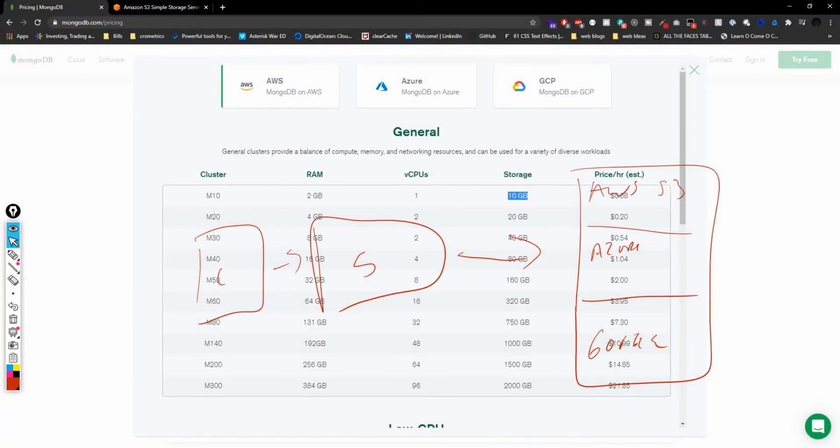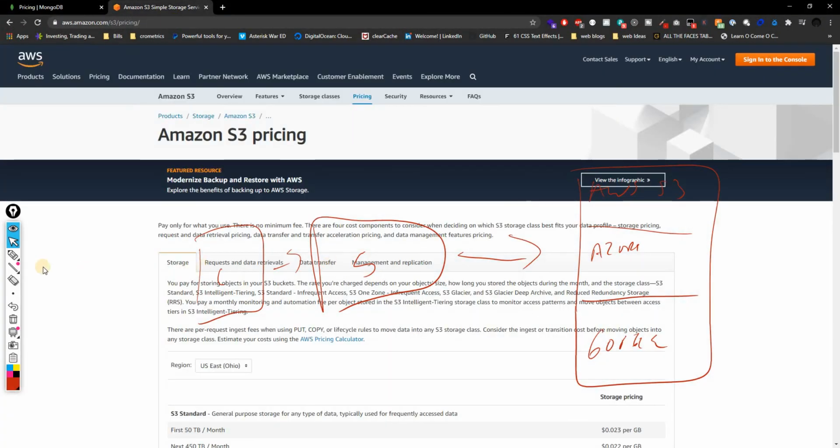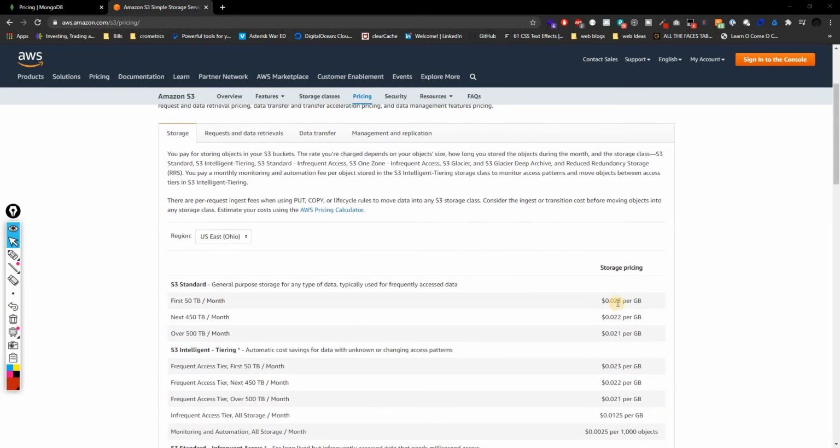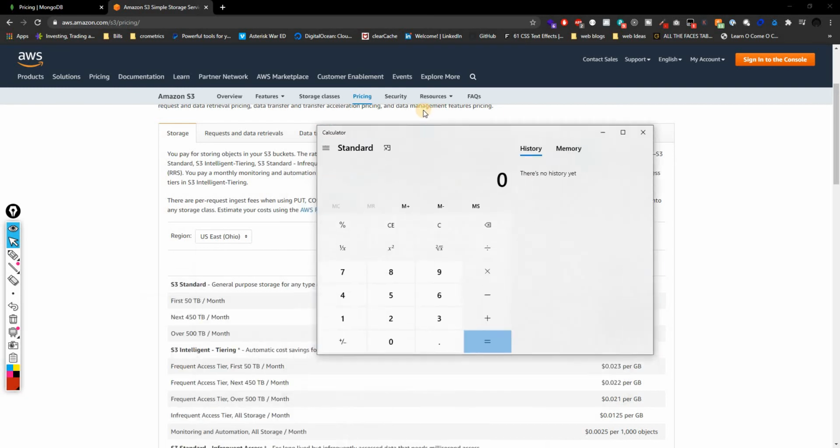Where is it at? Right there. Look at the pricing for this stuff, man. 0.023 per gigabyte. Now, guys, that is not that much money. That is not a lot of money. Let me actually do the quick math on that. Let me pull out my handy dandy calculator.